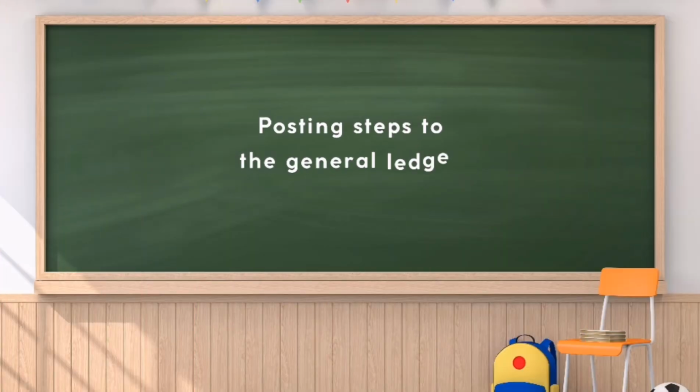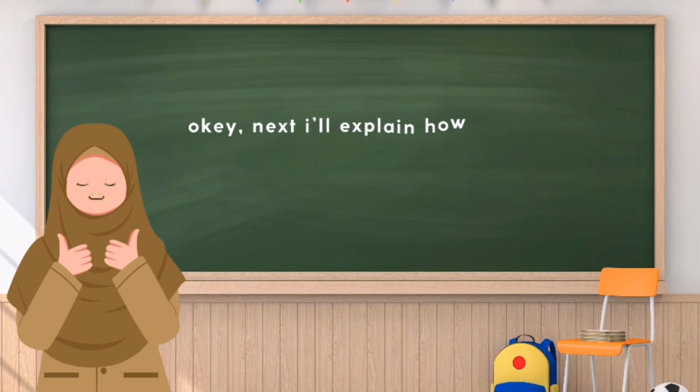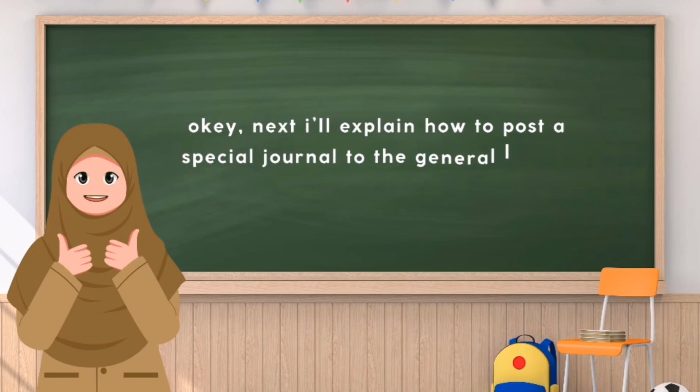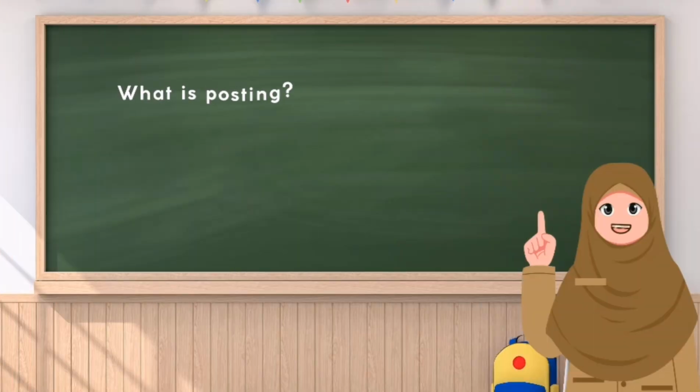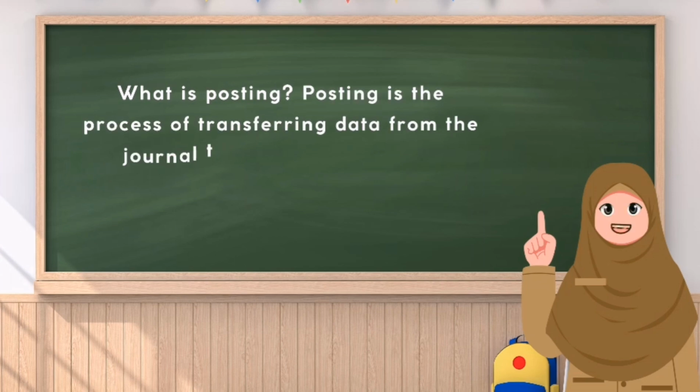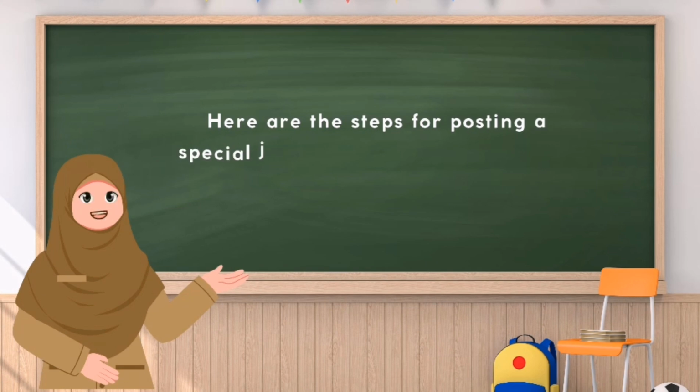Posting steps to the general ledger. Okay, next, I will explain how to post a special journal to the general ledger. What is posting? Posting is the process of transferring data from the journal to the general ledger. Here are the steps to post a special journal entry to the general ledger.